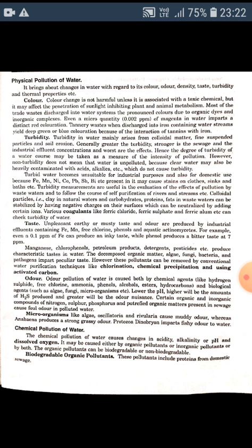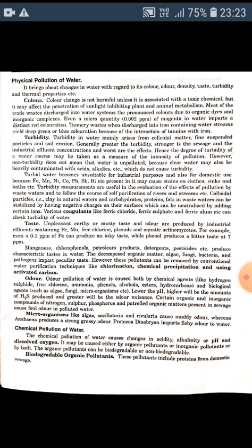Turbid water becomes unsuitable for industrial purposes and also for domestic use, because it may cause stains on clothes, sinks, baths, etc. Turbidity measurements are useful in the evaluation of the effects of pollution by wastewaters and to follow the course of self purification of rivers and streams. Various coagulants like ferric chloride, ferric sulfate, ferric alum, etc., can check turbidity of water.